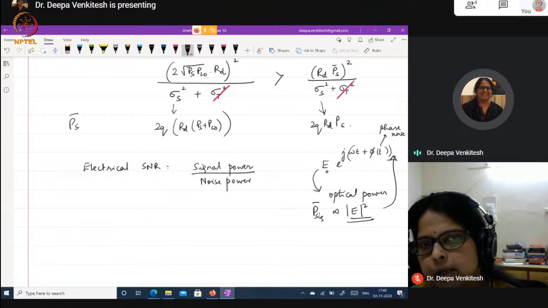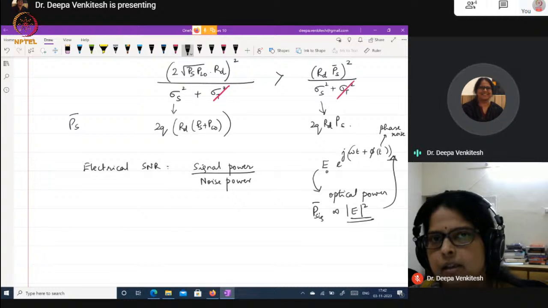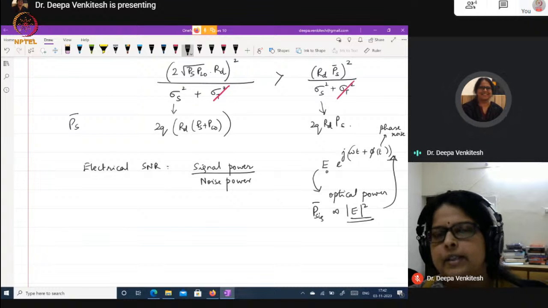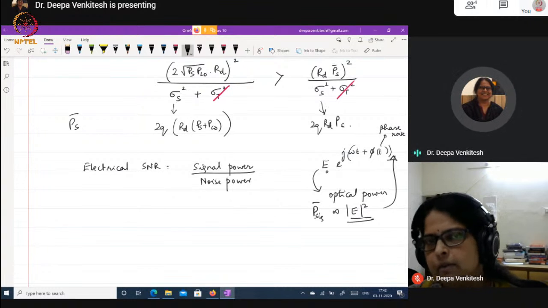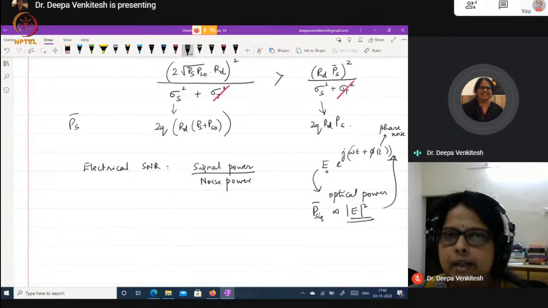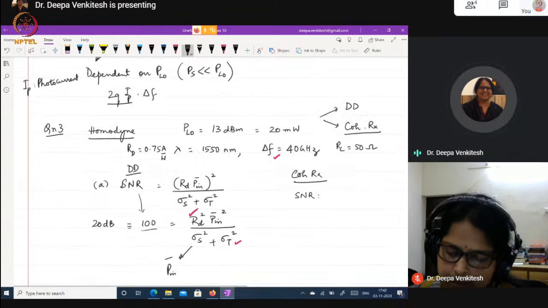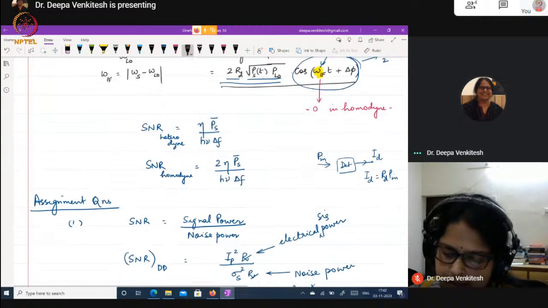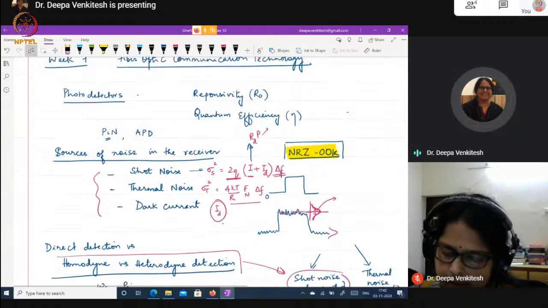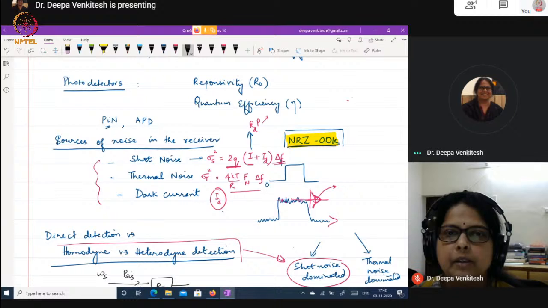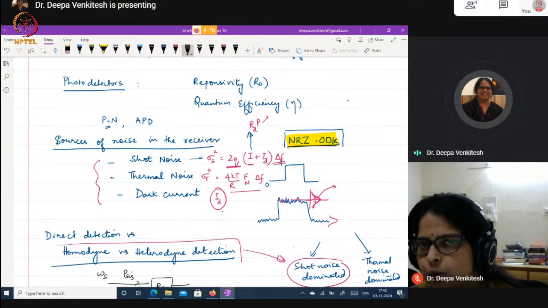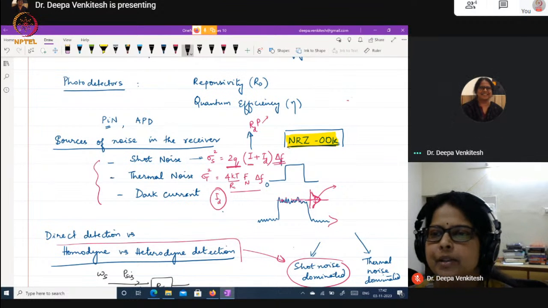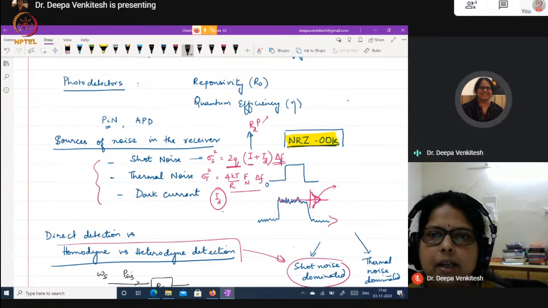Now, the phase noise becomes critical when you're doing coherent detection. So we have another week for design of coherent receivers. At that time, we will see how to take care of this phase noise. As I said in the beginning of today's class, we are dealing only with NRZ OOK here today, so we are not really looking at phase noise. Okay, any other questions?